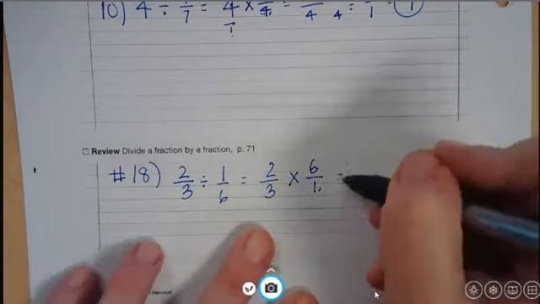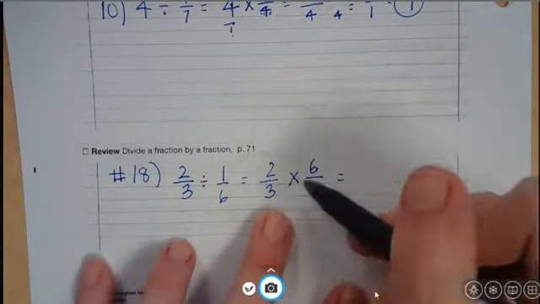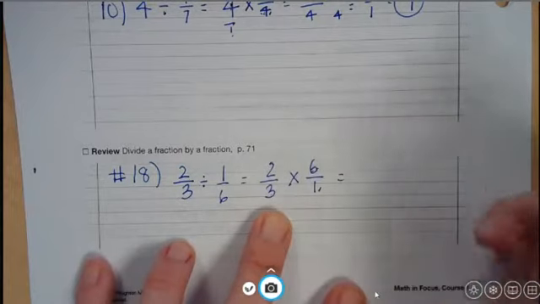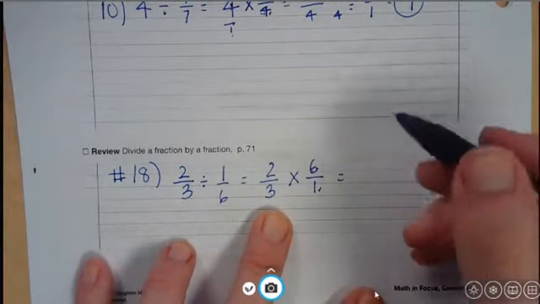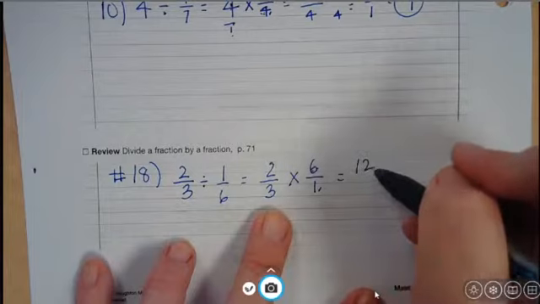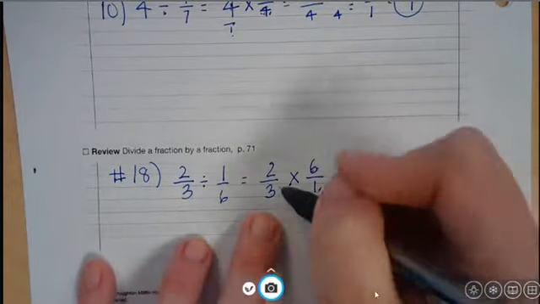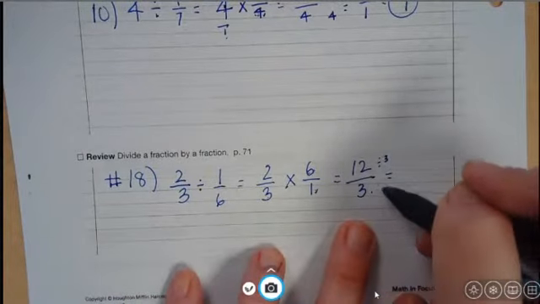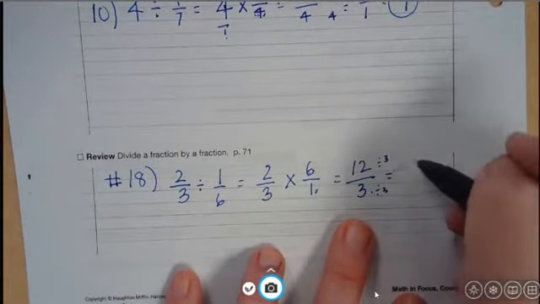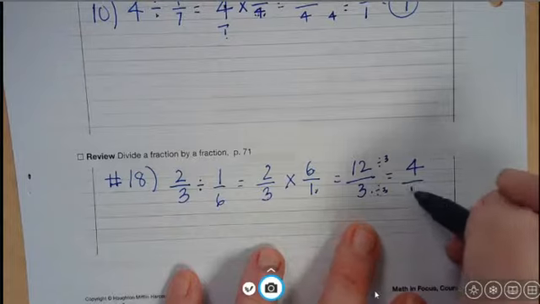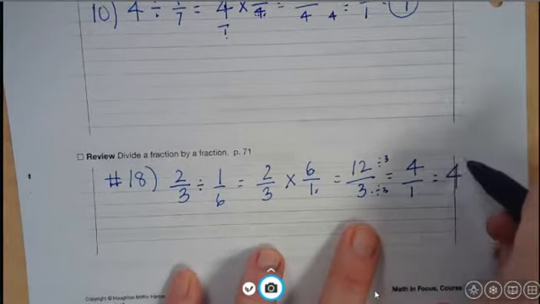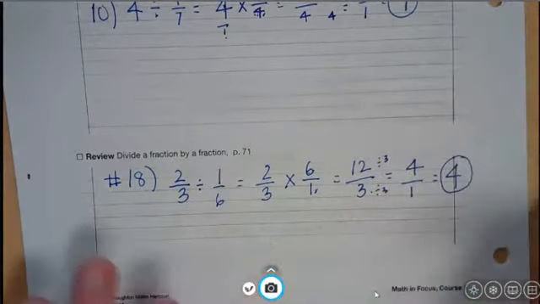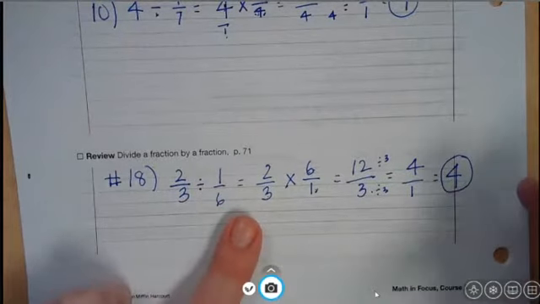Then I multiply across. Again, I could simplify the 6 and the 3 because they both can be divided by 3. So that's just 12. And then 3 times 1 is 3. These can both be divided by 3. So this would be 4 over 1, which is equal to 4. So 2/3 divided by 1/6 is 4.